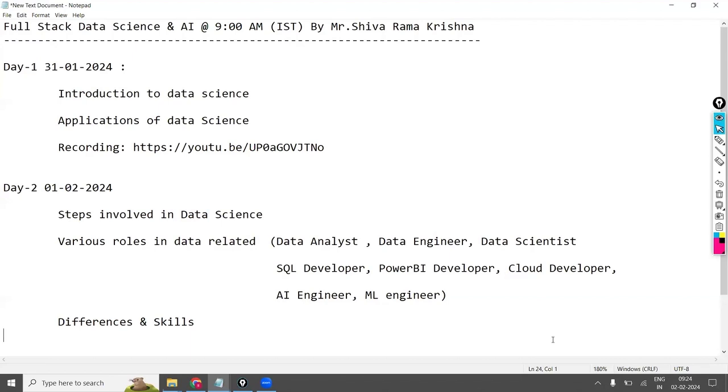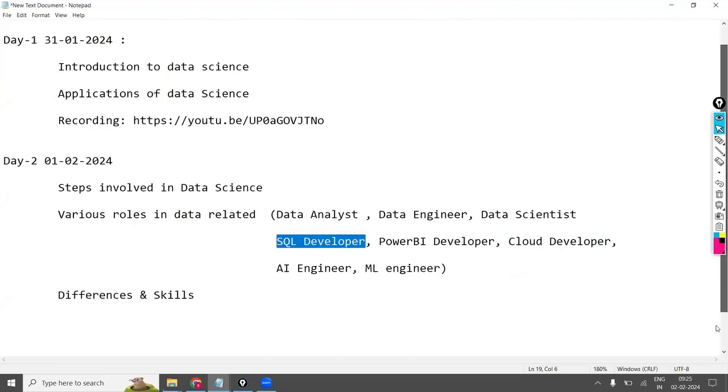Why? Because SQL developer itself will take around 45 days to 2 months. Power BI will take approximately 45 days to 2 months. And AI will take approximately 3 to 4 months. And ML will take a similar amount. So with respect to whatever we require as a data scientist to enter into the company, and not only to enter, once we enter into the company, whatever work we are going to do, whatever we require inside the company, that one we are going to learn here.